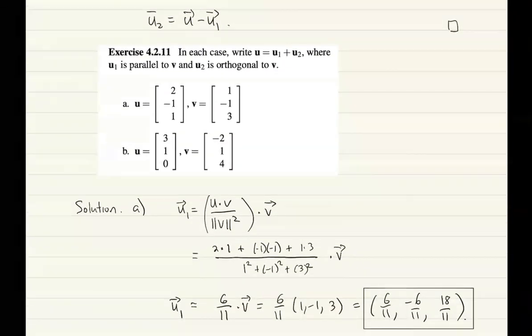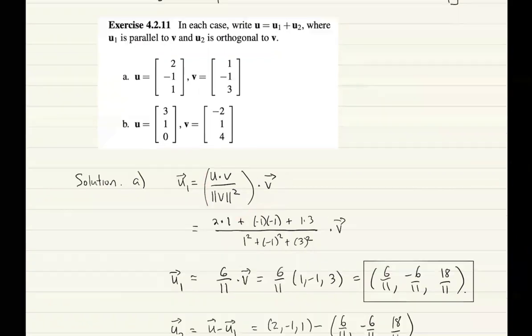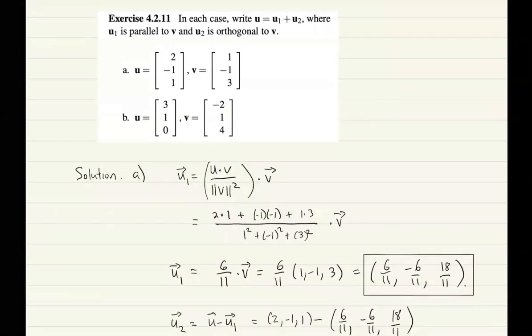Here's an exercise from Nicholson. I'll just do part A. So it says in each case, write U as U1 plus U2, where U1 is parallel to this given vector V, and U2 is orthogonal to V. Orthogonal, again, means the same as perpendicular. But okay. So U1 is parallel to V. So U1 is the projection of U onto V. That's given by this formula from the previous slide. And so we just have to take the dot product of U and V. So in this example, V is what was previously denoted by A.